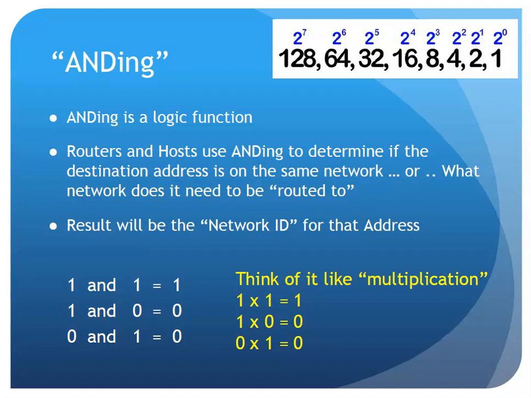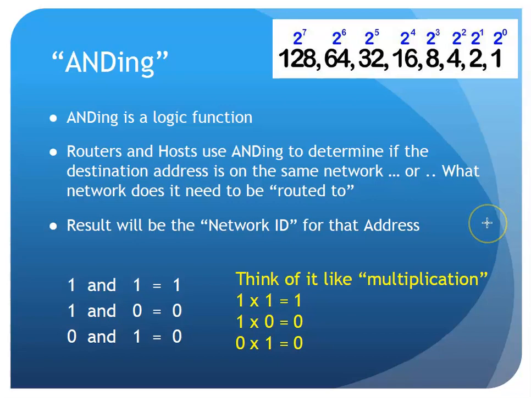All right, CNT125, Chapter 8, we're on the section on ANDing. ANDing is a logic function. Routers and hosts use ANDing to find out the destination network we're sending to, is it the same network or a different network? So we know if we need to involve the router, if we need to have the router pick this information up and route it to a different network. So this logic function is happening in the router and our devices very quickly.